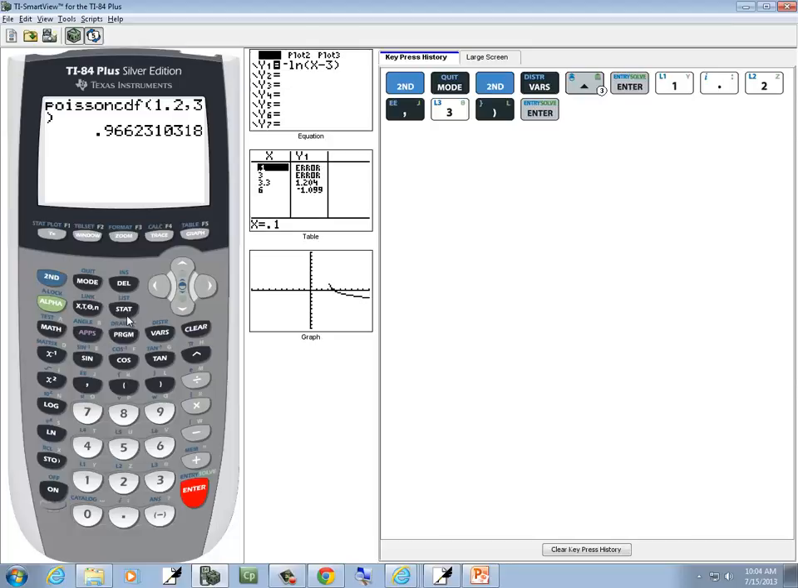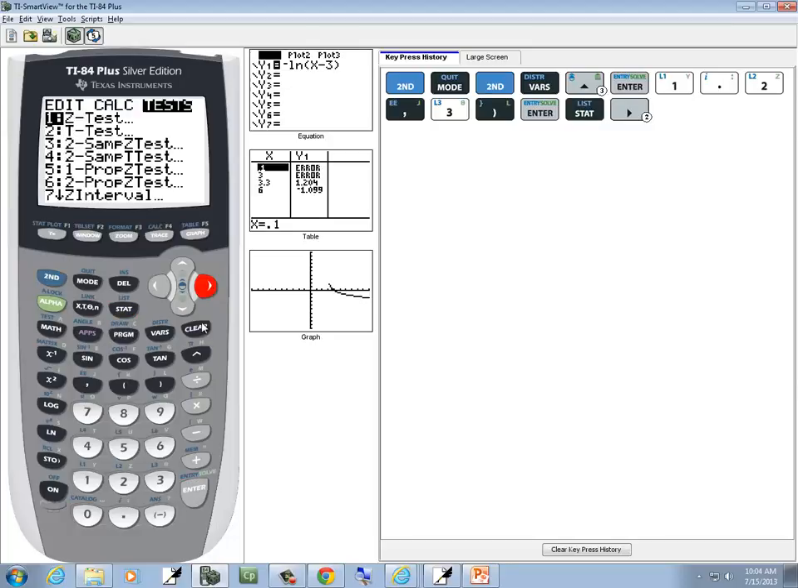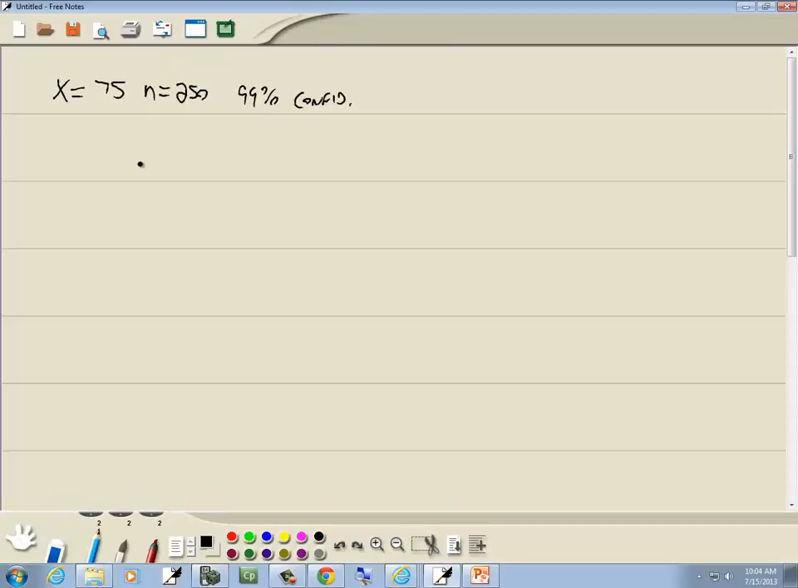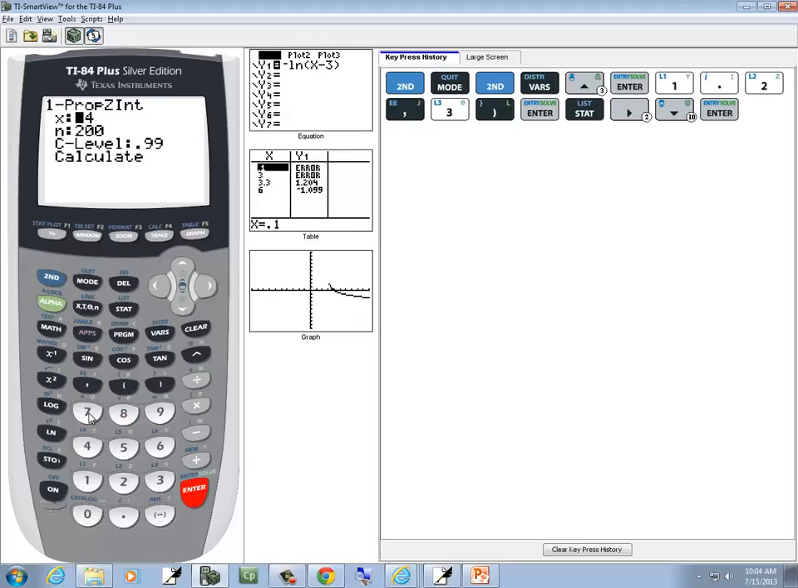I remember where it's at. Stat, and tests. And we want to go down to 1-PropZInt. I think it's next to A. There it is. So we want 1-PropZInt, and you press enter on it. It'll ask us for x, which we said was 75, n, which is 250.